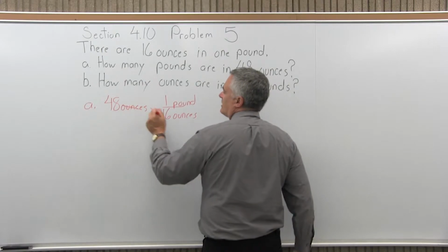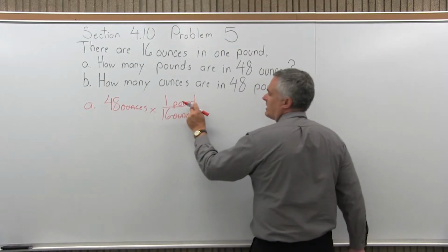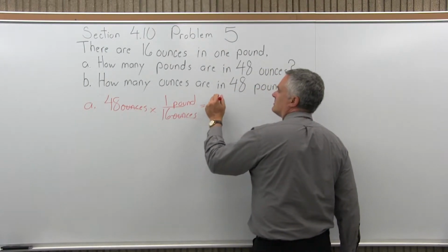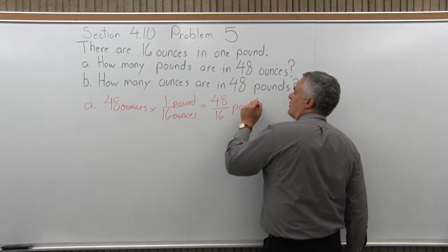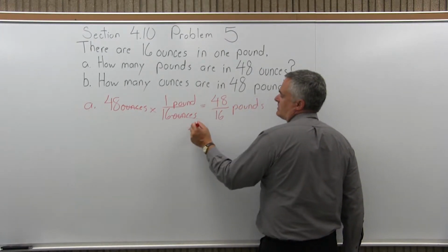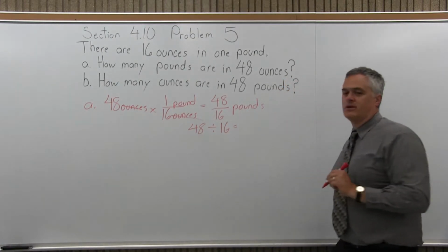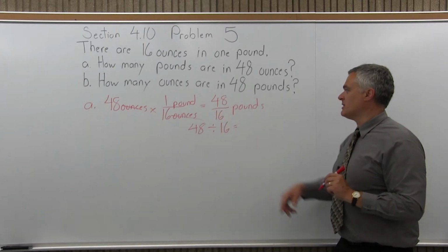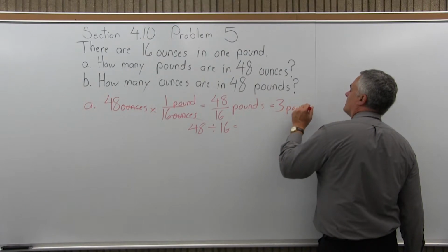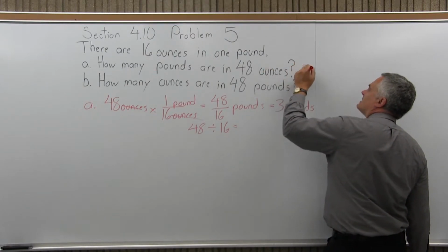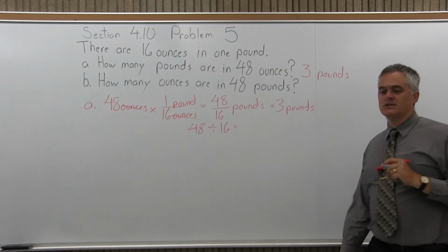So ounces in the numerator will cancel with ounces in the denominator, leaving me with 48 over 16. My units of measure will be pounds. So for a fraction like this, we have to do a division. I can see that it's 3, but if you don't, your calculator will tell you pretty quick: do the numerator, divide by the denominator, equals, and you get 3. And again, the units of measure are important, so make sure you write them. It's 3 pounds. And I can put that next to Part A. 3 pounds. 48 ounces is equivalent to 3 pounds.